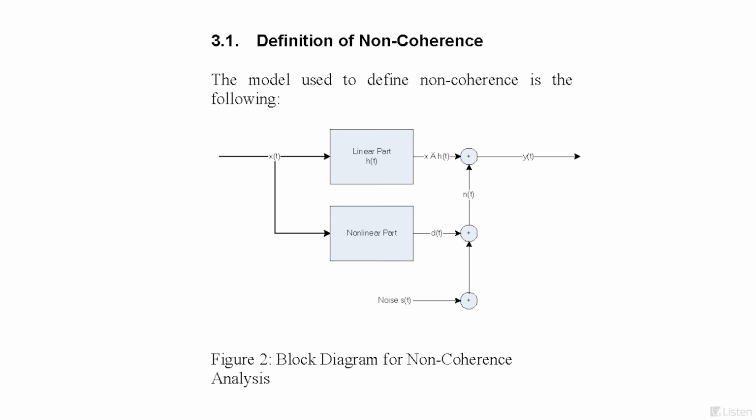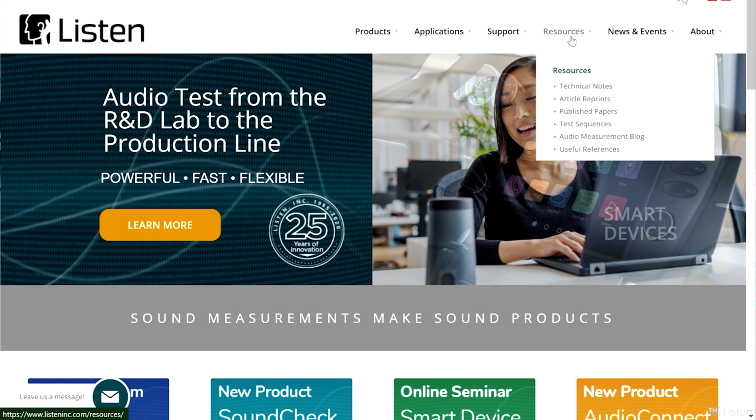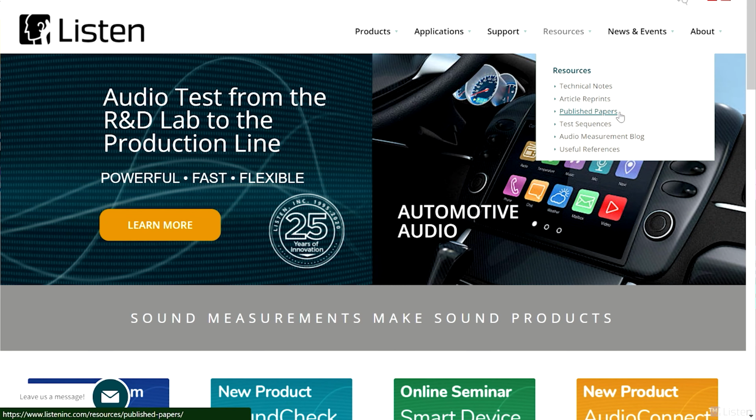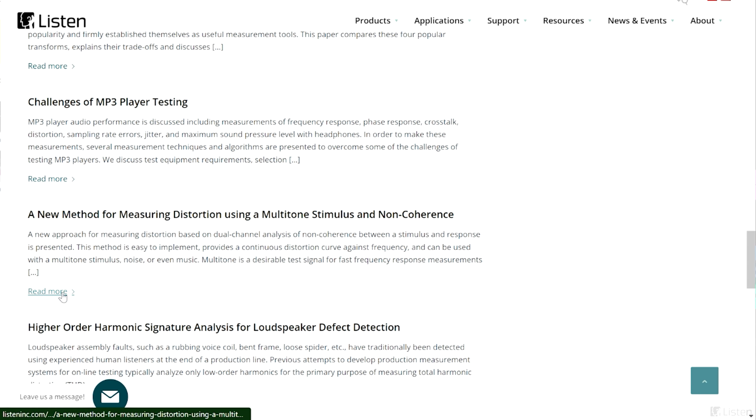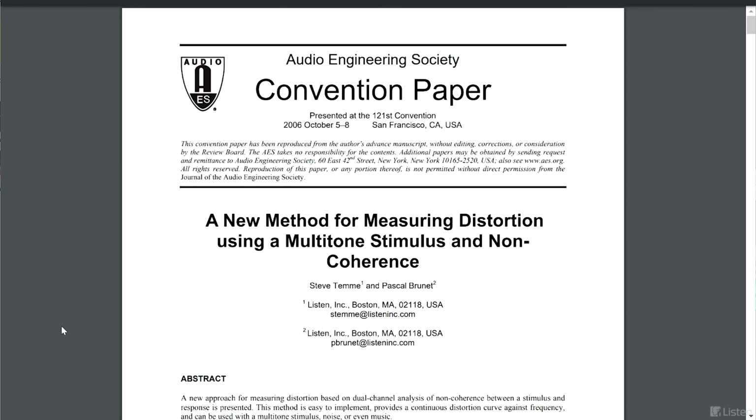Non-coherent distortion is a normalized cross-correlation measurement that determines the degree to which the system output is linearly related to the system input. There is a lot of complex math behind this. If you want to know more about that, you can read our 2006 AES paper. Here I'm just going to show you a quick demonstration.